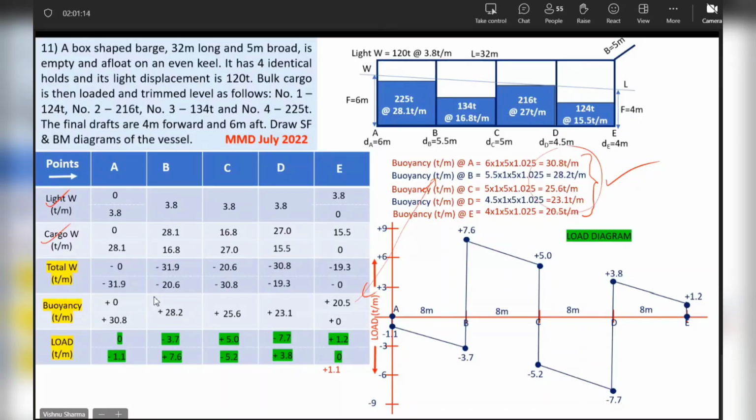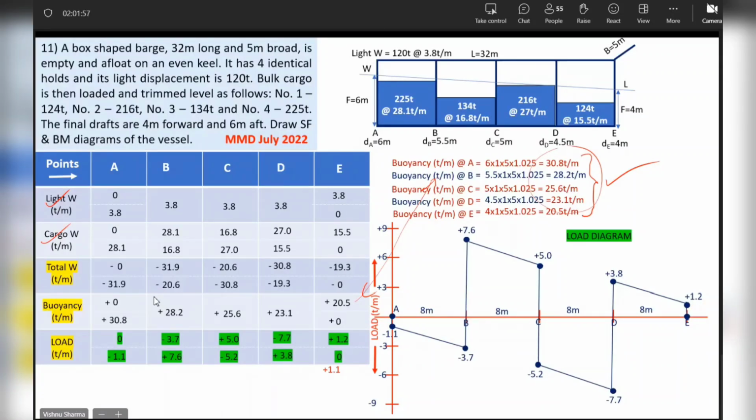Guys, good up to load diagram, please let me know. It's okay, sir. Okay. Now, again, why are they slanting straight lines? Because the buoyancy line is slanting this time, not the cargo. Out of the three, the lightweight is horizontal, cargo weight is horizontal, but the buoyancy line is slanting, and hence the resultant is slanting. Now we use this load diagram to make the buoyancy.